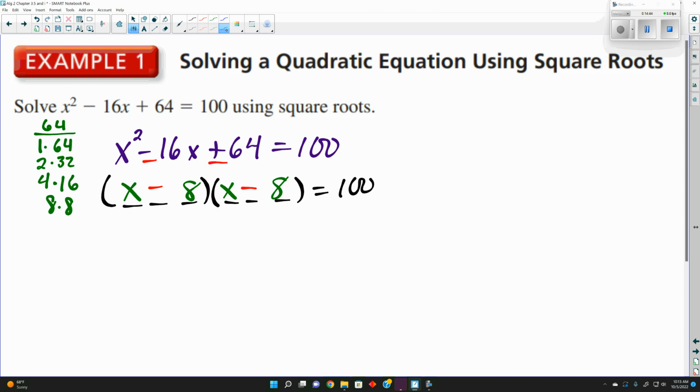Now, if we check this here, x times -8 is -8x. -8 times x is -8x, which gives us -16x. Is that what we wanted? Okay. I know I went a little quick through that, but are there any questions on how we got that factored?